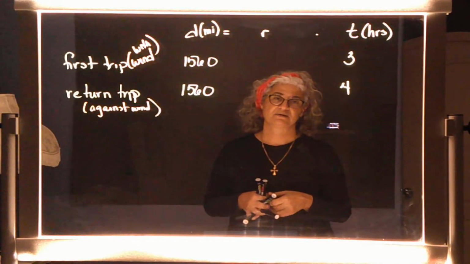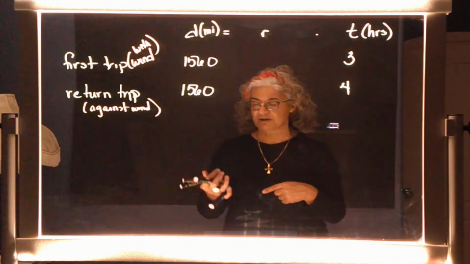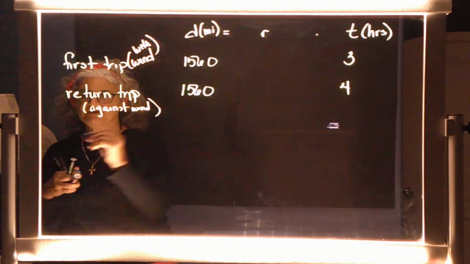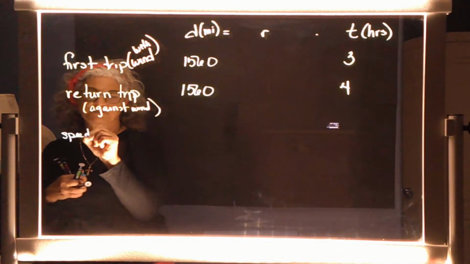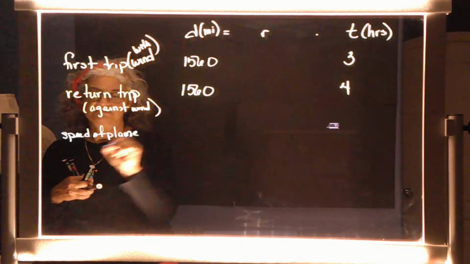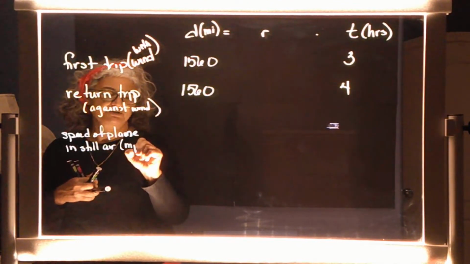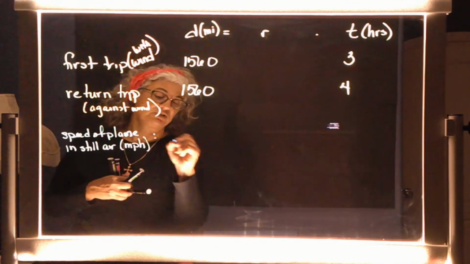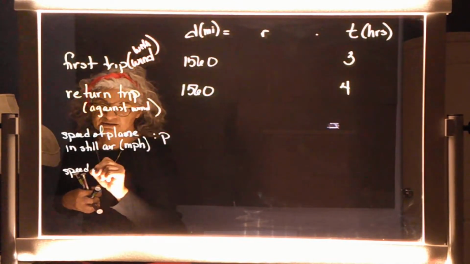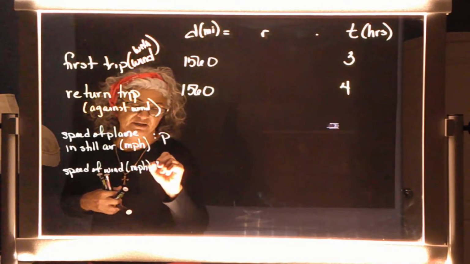of the wind. Boy, that sounds familiar, doesn't it? Yeah, it kind of sounds like the last problem. Agreed? So, let's write this down then. We've got speed of plane in still air, and it's in miles per hour. I don't know, and I'm going to call it P if you're okay with it. And then the speed of the wind, also in miles per hour, and I'm going to call it W.